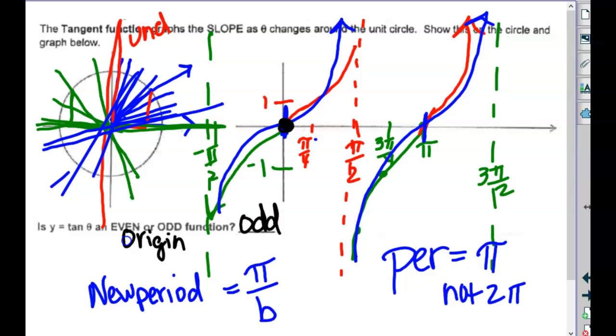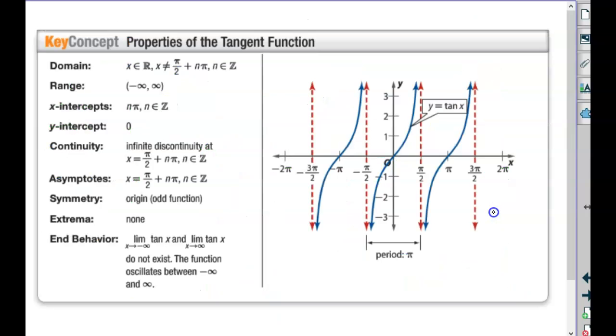You are not going to have to label a lot of ordered pairs on this. What you would need to know is that it goes through (0, 0) and that it has asymptotes at pi over 2, negative pi over 2, 3 pi over 2, and at pi it's back at 0. You're not going to have to label points in between. Does that make sense? Just the intersections and the asymptotes, okay?